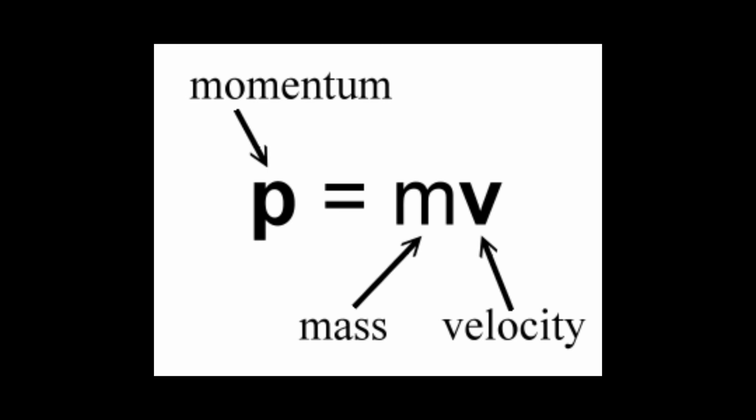Momentum, let's break this down. Momentum is mass in motion. The more mass and speed you have, the more momentum. It's why a speeding Formula 1 car has more momentum than a speeding bicycle.